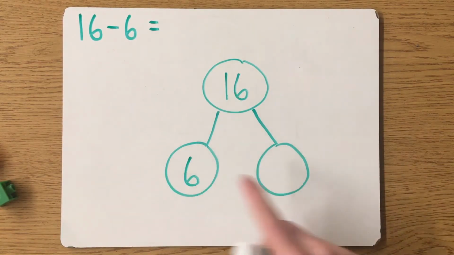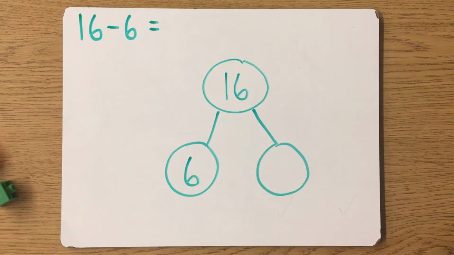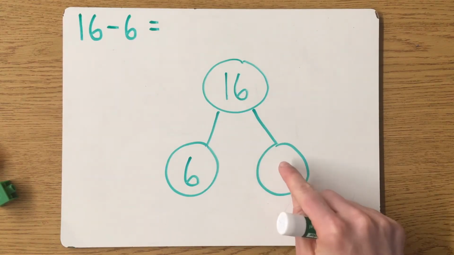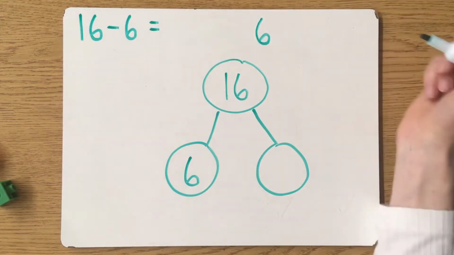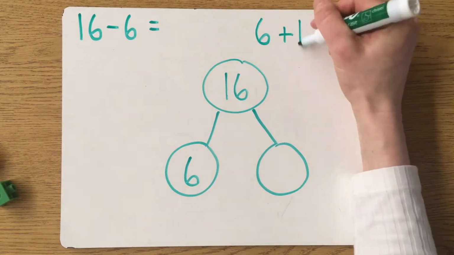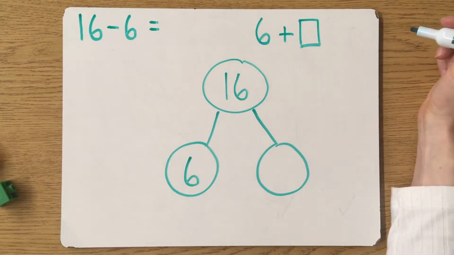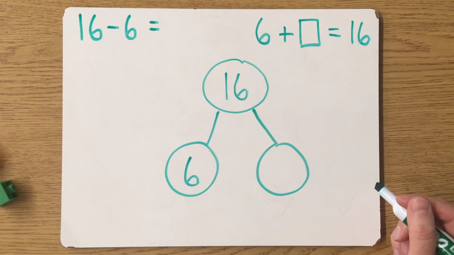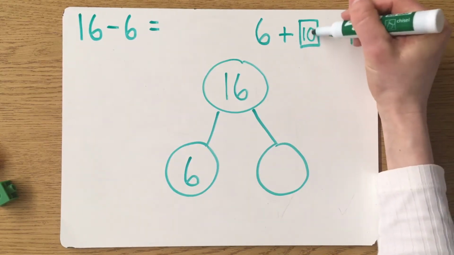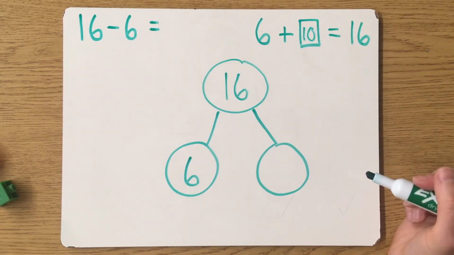When you look at this number bond, you might be able to do addition to figure out the missing part. By that, I mean part plus the other part equals the whole group. You might quickly be able to figure out that the missing part is 10. We've done plus 10 facts previously, and this is familiar.